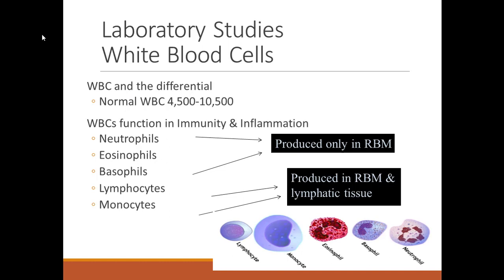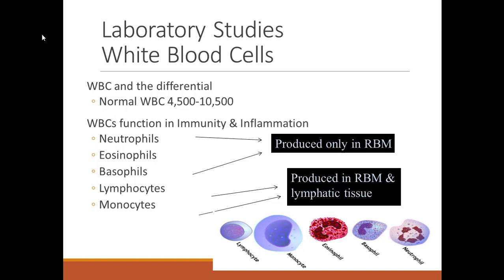All right, white blood cells. So white blood cells are usually run with, you'll hear, white blood cell differential. It has the different types of white blood cells run in it. So a normal white count is anywhere between 4,500 and 10,500.